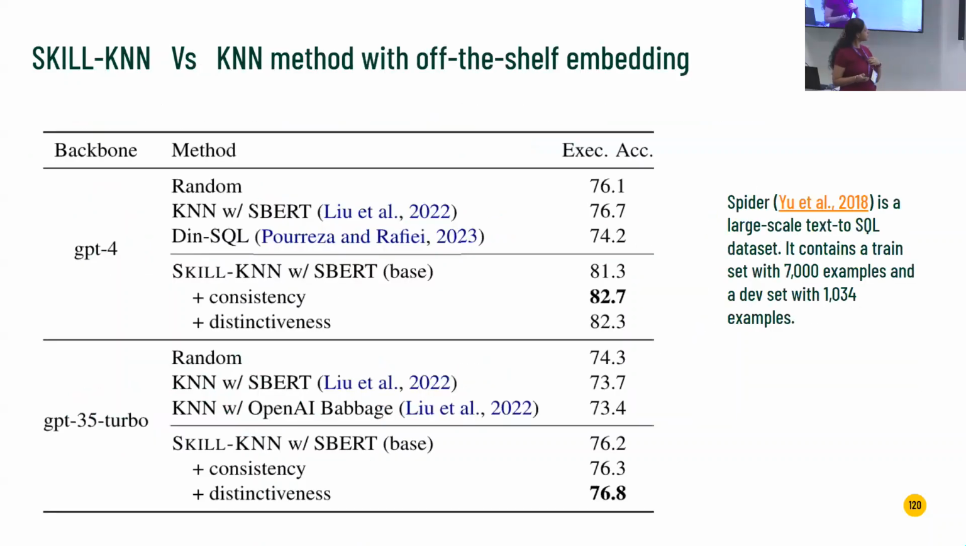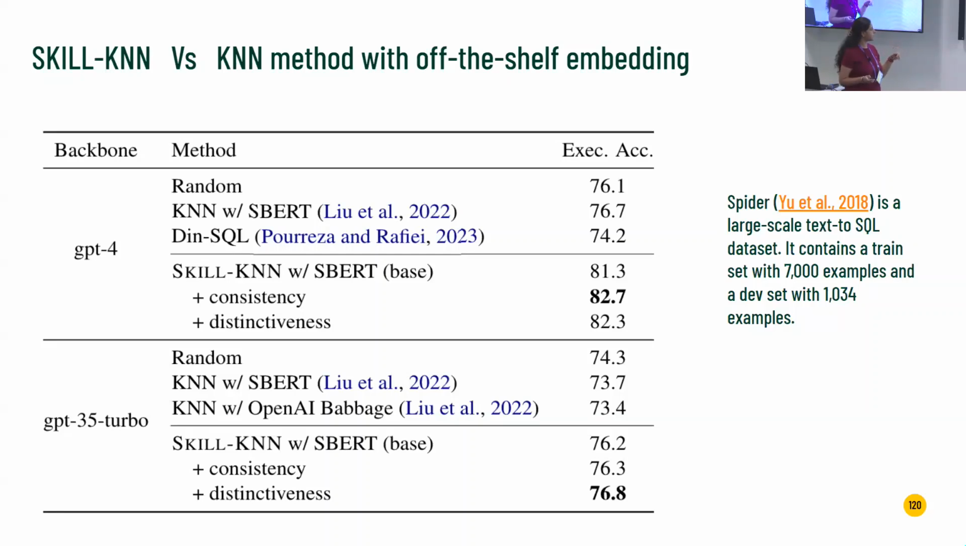And this is a comparison across GPT-3.5 Turbo and GPT-4 for all of the methods, including random selection, to the KNN. The KNN one is the same as the KT one that we showed, and the skill-based SBUD were at base, as well as the consistency and distinctiveness variance. We can see that always the skill KNN on an average beats the random as well as the KNN versions, both in GPT-3.5 Turbo and GPT-4, especially in GPT-4.